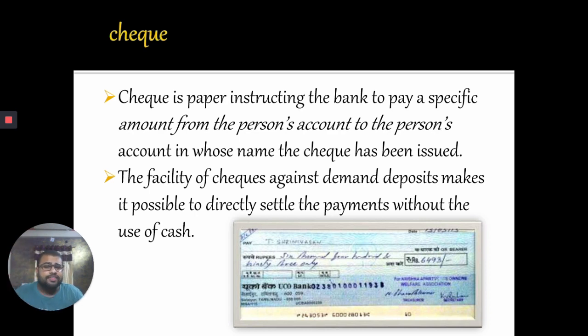So I think this feature can be used to settle payments without the use of cash. You will not be needing hard cash for this. You can just use a piece of paper that we call a check to transfer the money from one person's account to the second person.